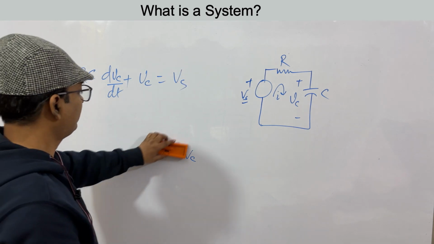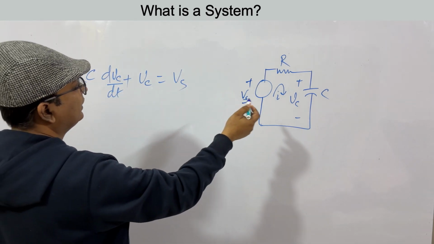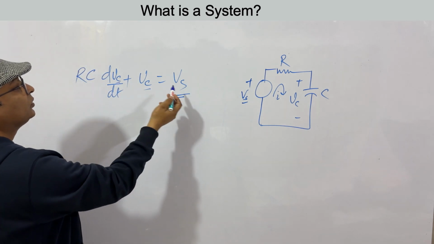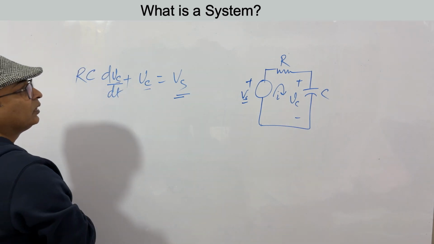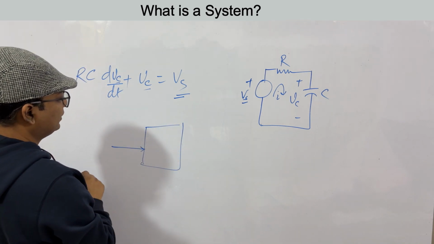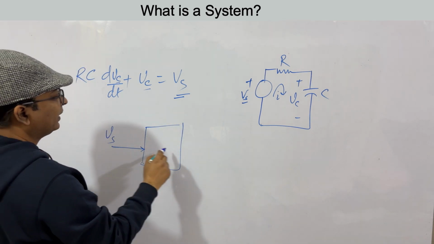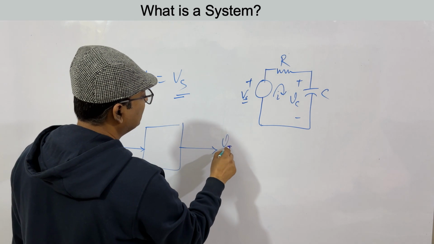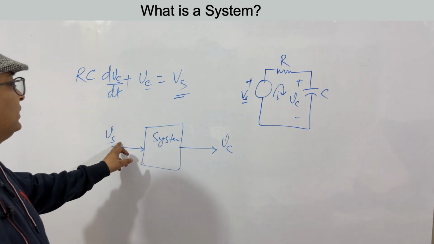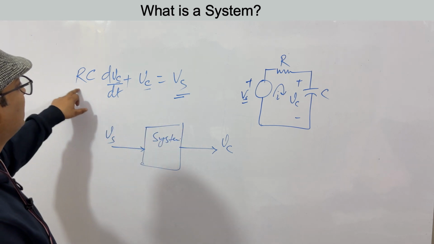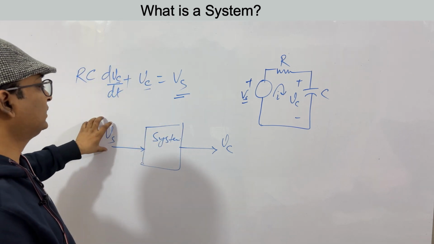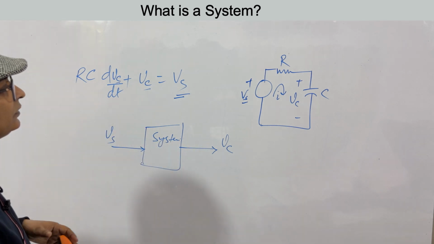Now see, we can take Vs as the input, and Vc as the output. So we have a relation between input and output. We can say this is a system in which our input is Vs and the output is Vc, a continuous time system that is transforming this signal into this signal with this function. So this is the process done by the system over the input signal. This is the meaning of a system.